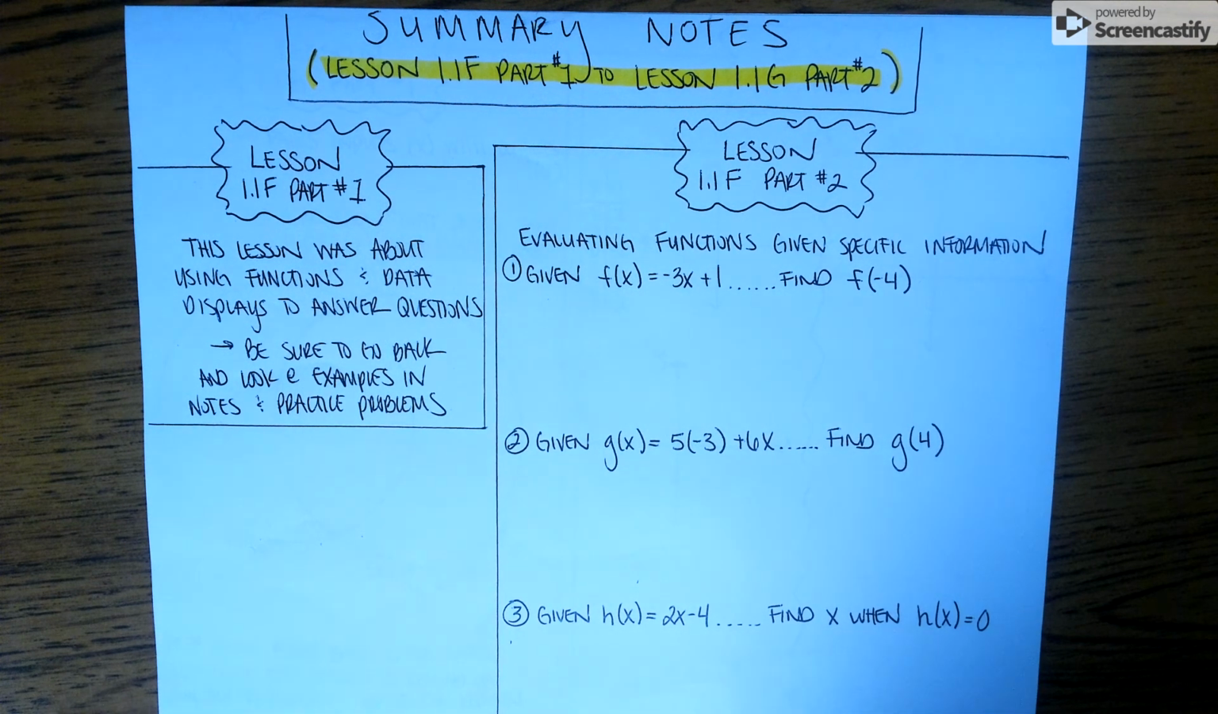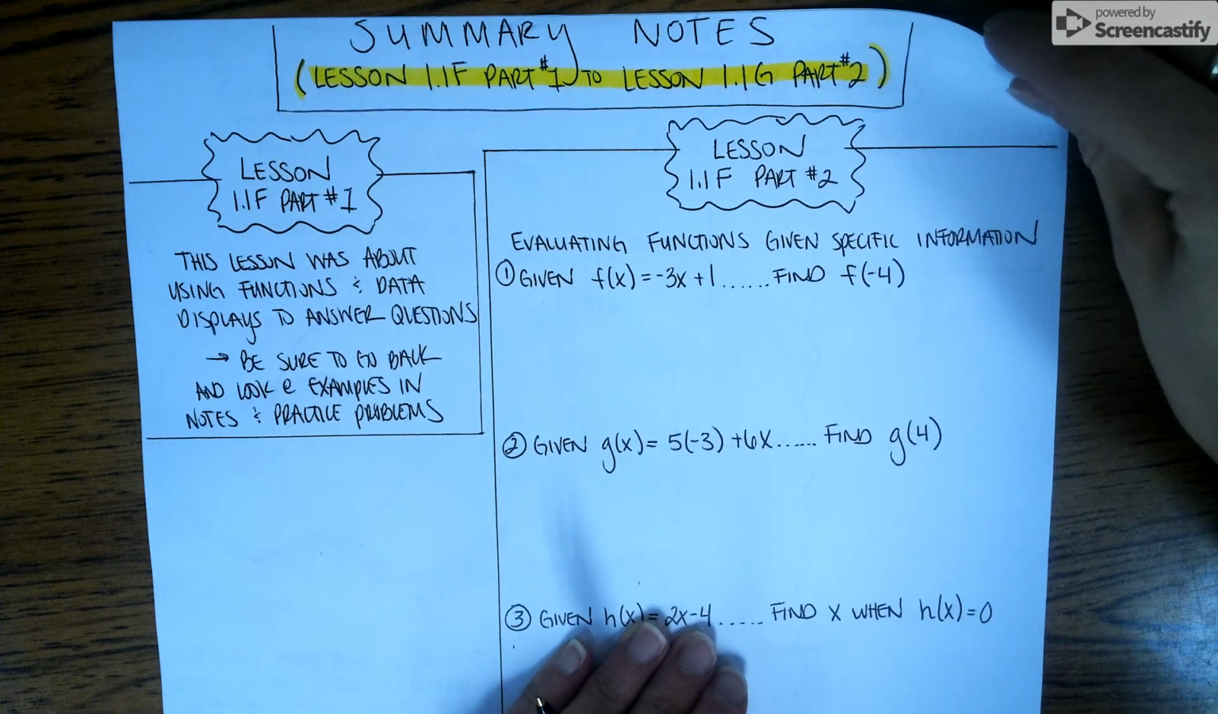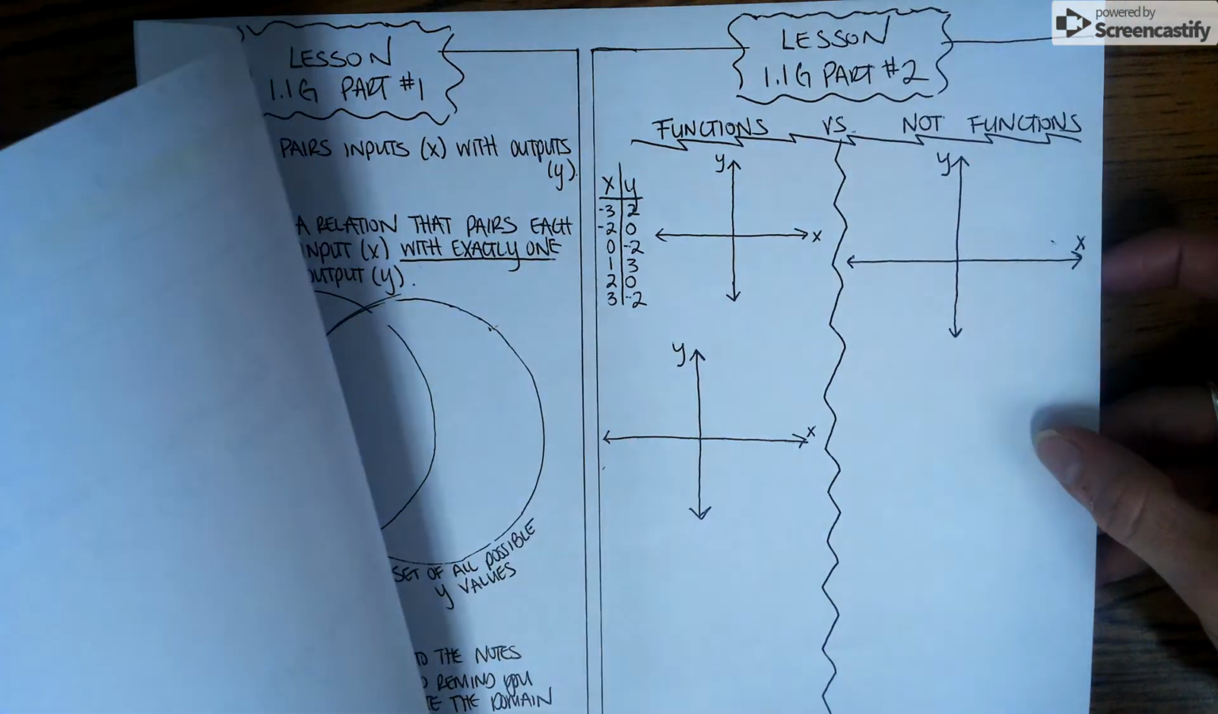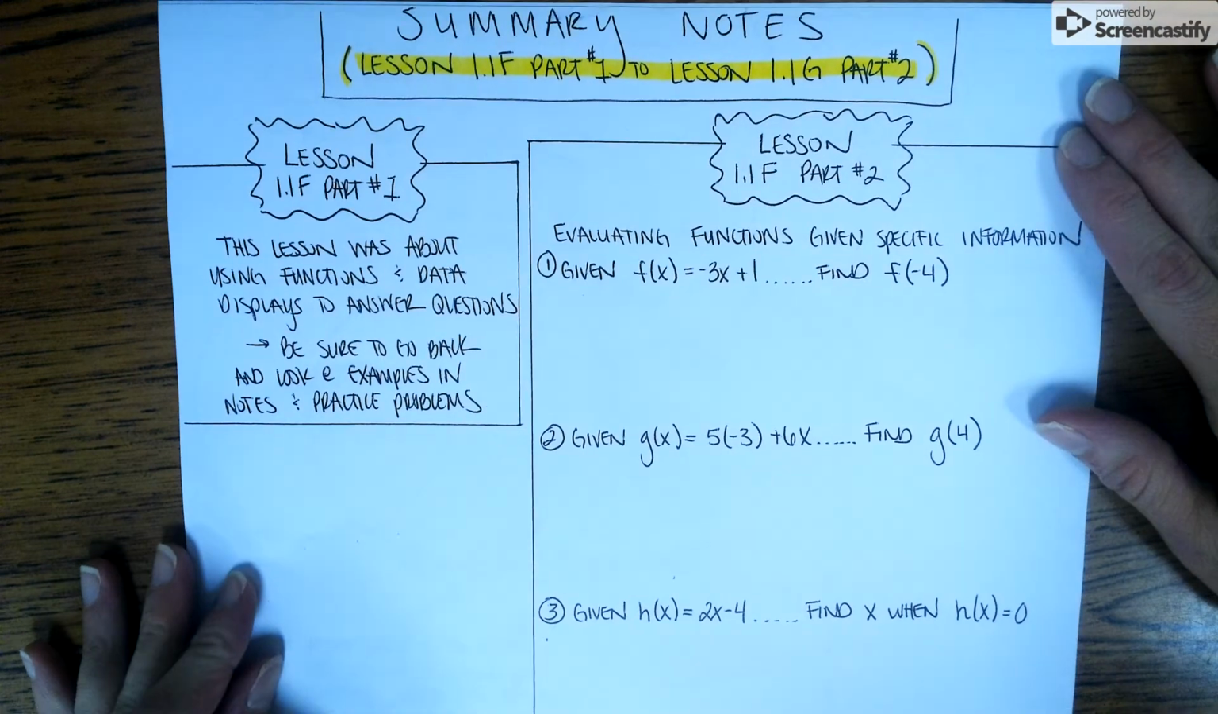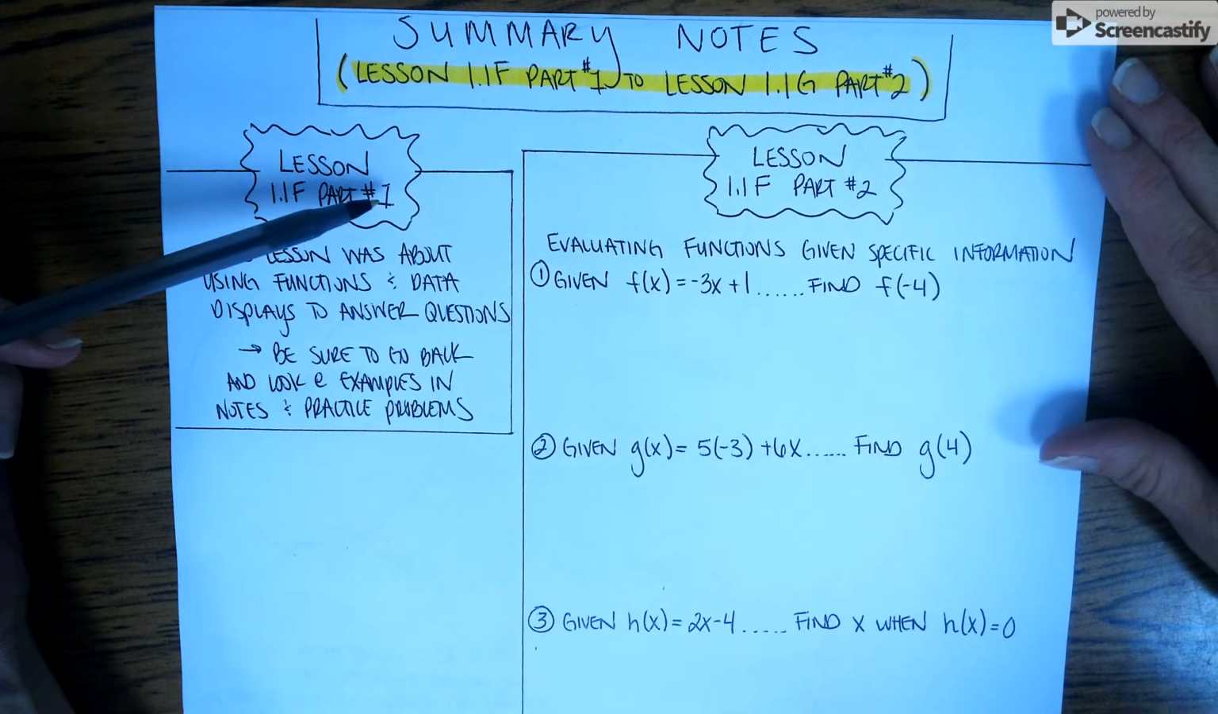At this time, you should have returned from the library or your printer, and you should have printed off the 2 sheets of paper for these summary notes. If you printed back to back, that's totally fine as well. So we're going to go ahead and begin with lesson 1.1F part 1.